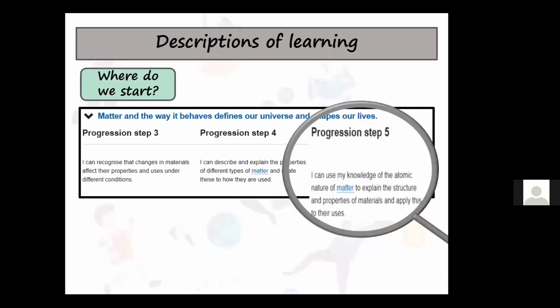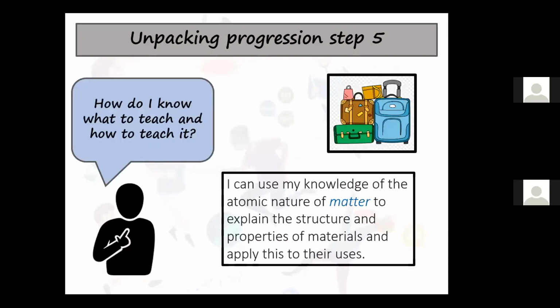So if we look at progression step 5 and see how we can draw out that learning and identify a context to support progression in this area, we can see it says, I can use my knowledge of the atomic nature of matter to explain the structure and properties of materials and apply this to their uses. Now, I don't want to frighten anybody. This traditionally would be GCSE chemistry. You don't need to understand chemistry to understand what I'm trying to show you here, but I think it demonstrates nicely how we can move right the way up that continuum.